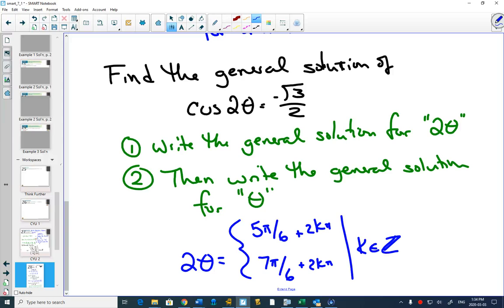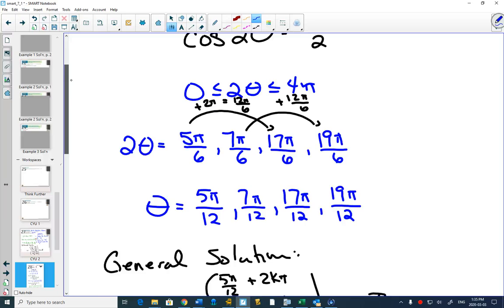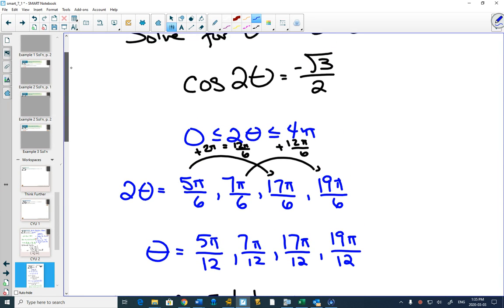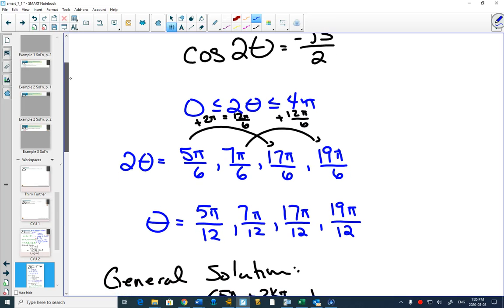That's how you would do a general solution if it was just an x inside, or just a theta. So you would still have to think about when is cos negative root 3 over 2: pi over 6 family, quadrant 2 and quadrant 3, 5 pi over 6 and 7 pi over 6. Okay? The difference is that last time we had to go twice around the circle, right? You went once around, twice around to get the 17 and the 19. This time we don't have to get the 17 and the 19.